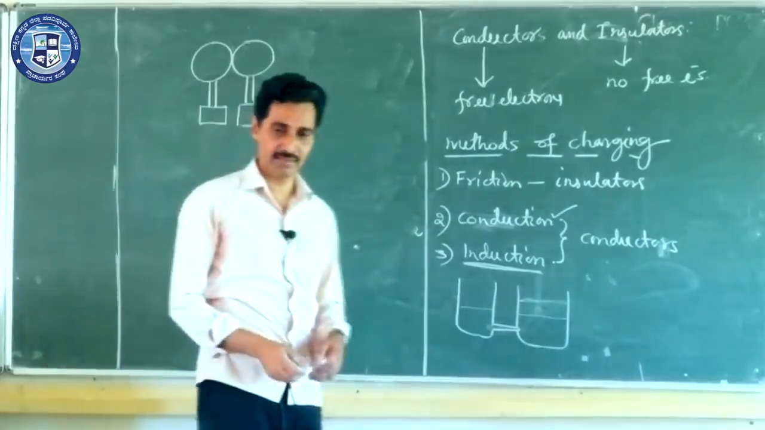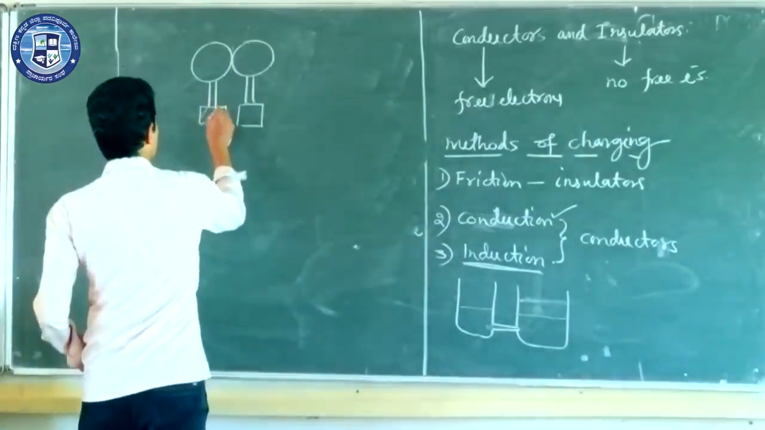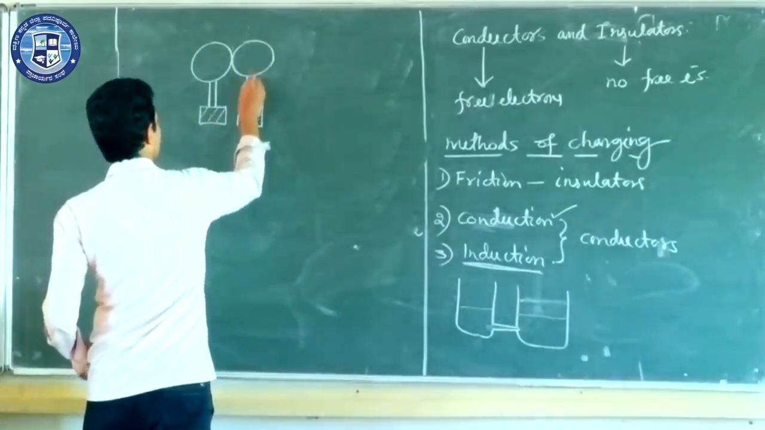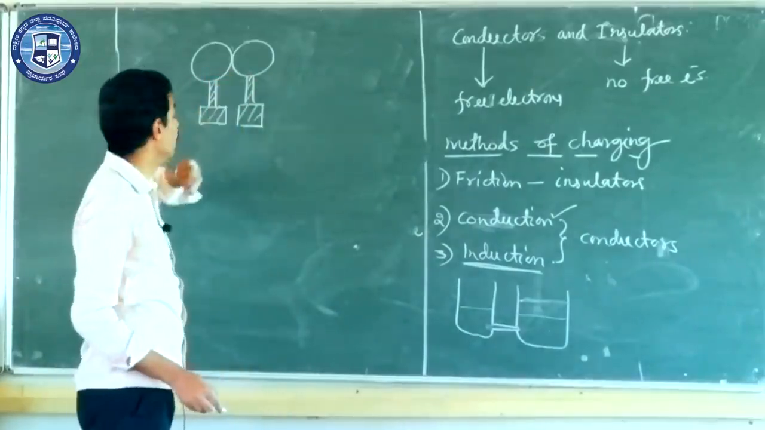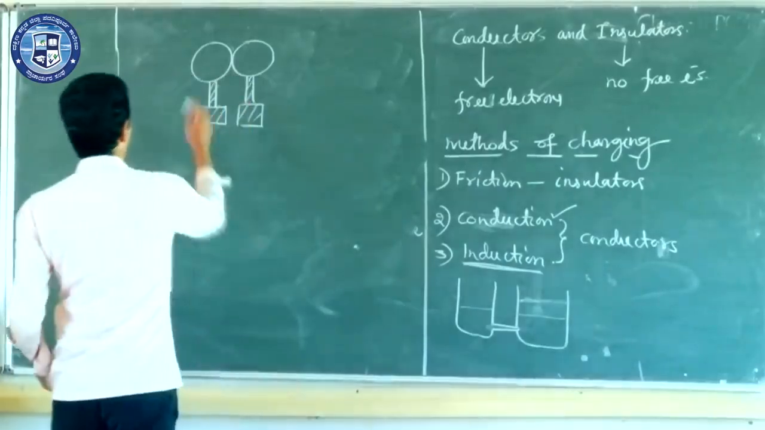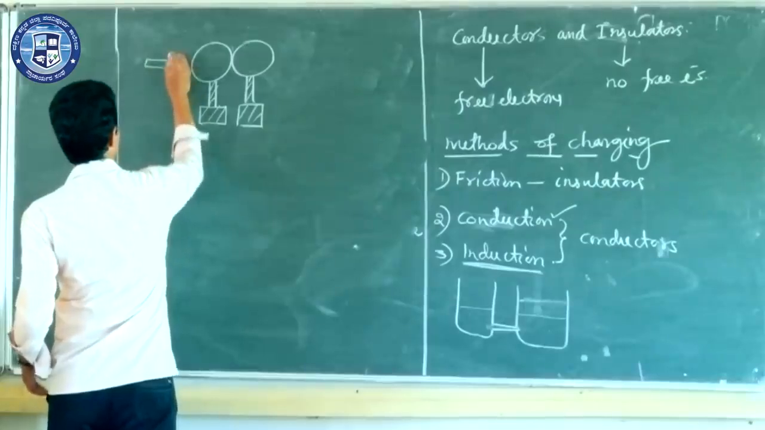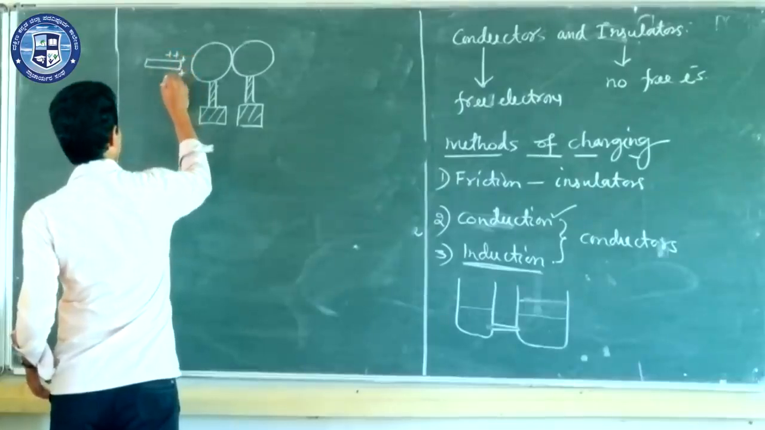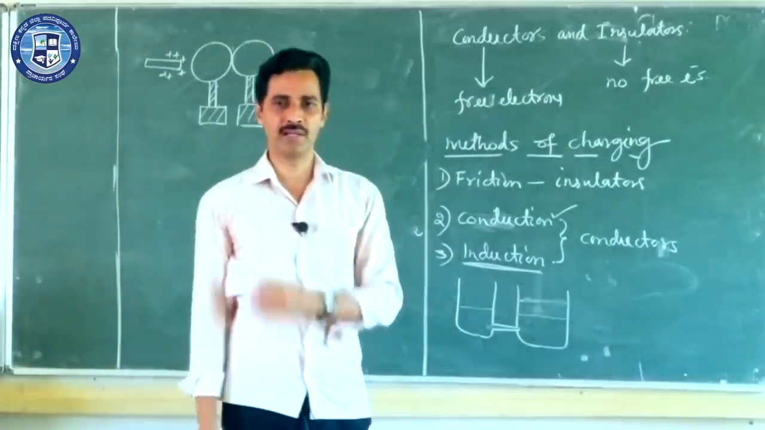I have not discussed earthing. I will say what earthing is later. So these are wooden stands, two spherical conductors which are not charged. I am willing to charge them now, kept in contact and kept over a wooden stand. Now I will bring a charged body here. Say this is a positively charged body. Already this is charged. Simply bring it very close to the two conductors.